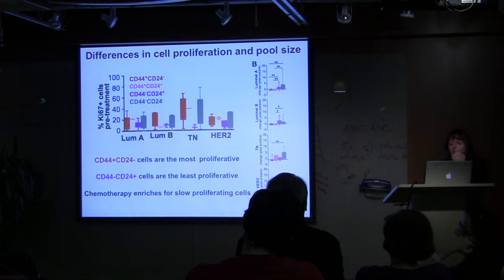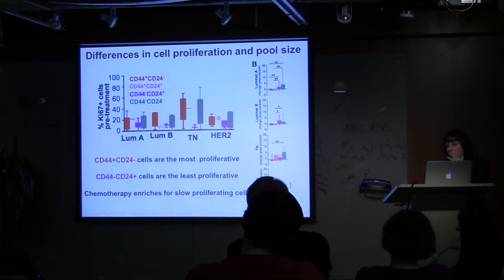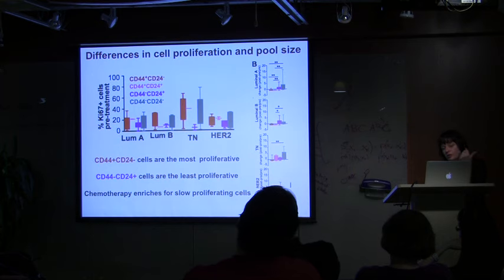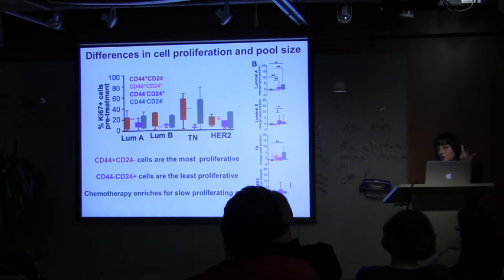Chemotherapy? Oh, this was actually a mixture of different types of chemotherapy. Not everybody was treated with the exact same ones. For breast cancer, it's usually doxorubicin, taxanes, sometimes also 5-FU. It's kind of this combination.